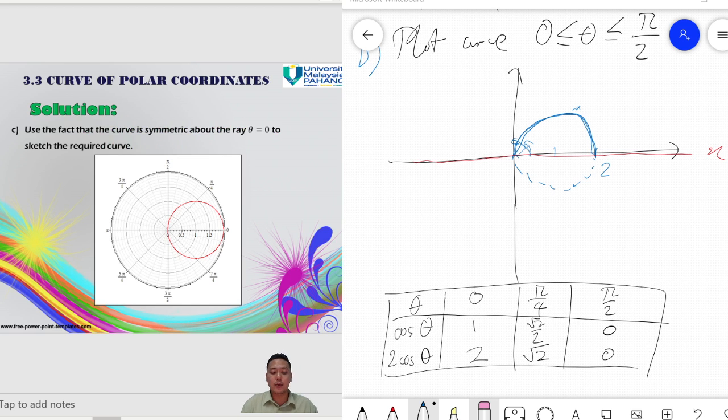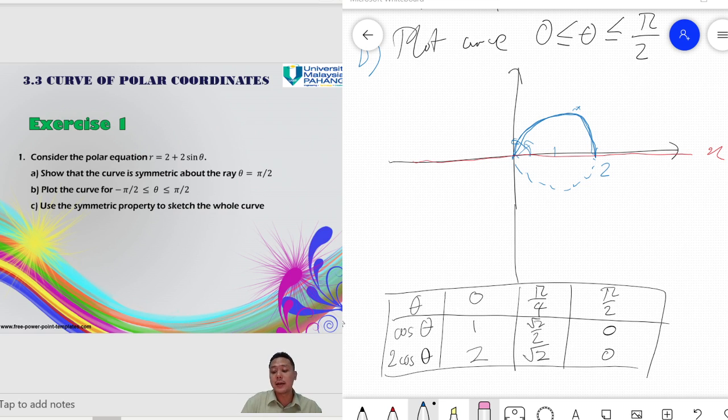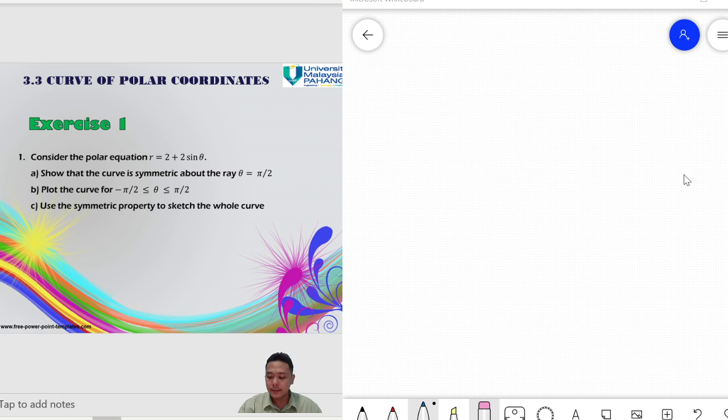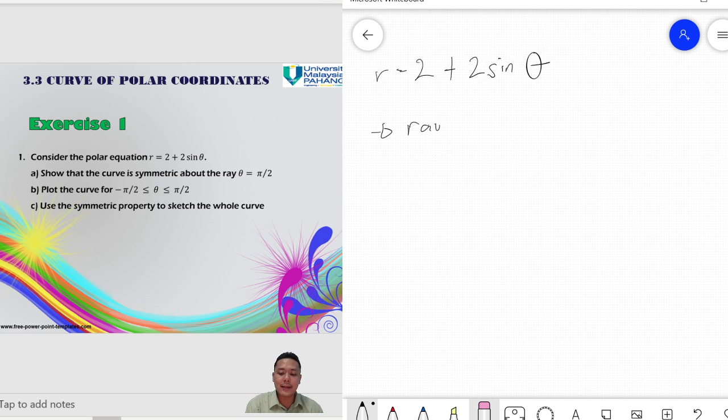This exercise we don't have the solution there, so I will write the solution on this video. So this time, the given polar equation r is 2 plus 2 sine theta. Okay, this basic form tells me that this curve is a cardioid. But the first question is that you need to show that it is symmetric with ray theta equals to pi over 2, so near the y-axis. So get this idea first.